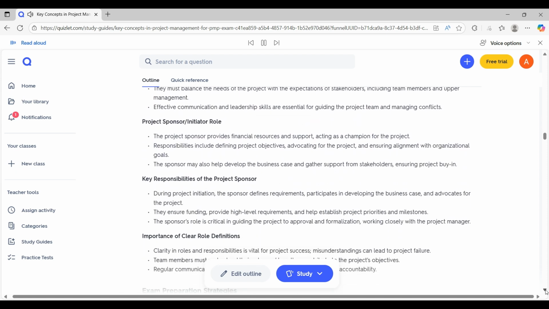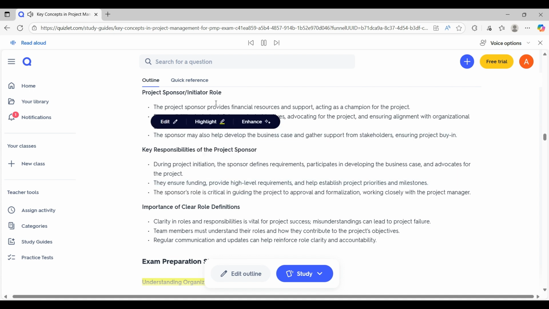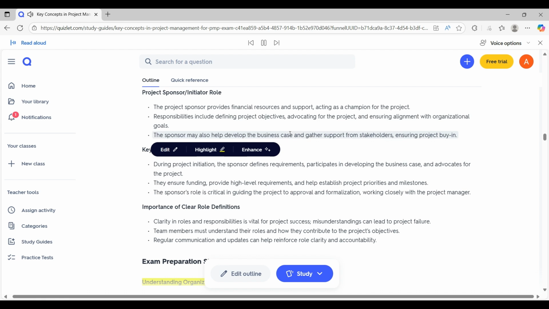Project sponsor/initiator role. The project sponsor provides financial resources and support, acting as a champion for the project. Responsibilities include defining project objectives, advocating for the project, and ensuring alignment with organizational goals. The sponsor may also help develop the business case and gather support from stakeholders, ensuring project buy-in.